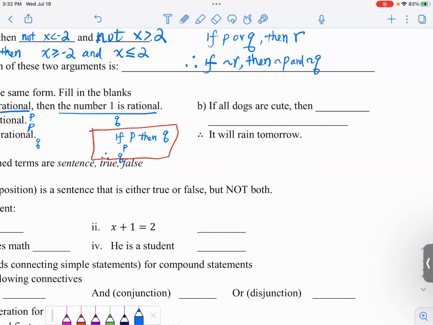Now, because we know these two arguments have the same form, let's apply this form to the second argument. The form says if P then Q. So I know this has to be my P, and this is my Q. The argument says the next statement is P, so I know the next premise is all dogs are killed. And the conclusion says therefore it has to be Q. We don't know what this is, but because the result is supposed to be Q, I know what Q is. Q has to be it will rain tomorrow, right? It will rain tomorrow.